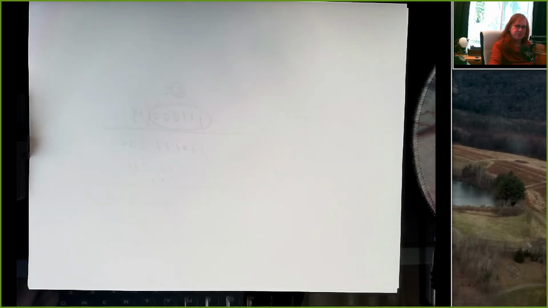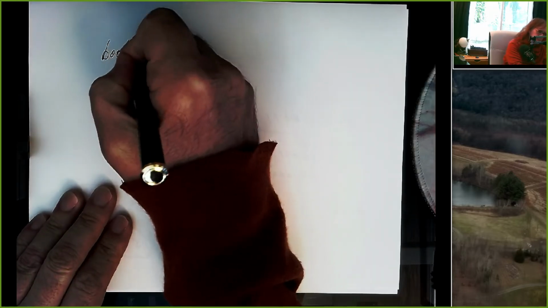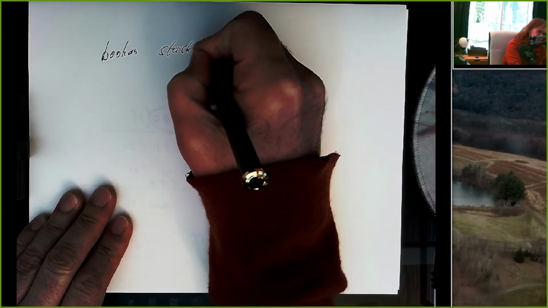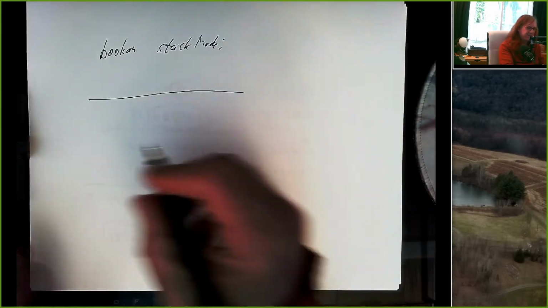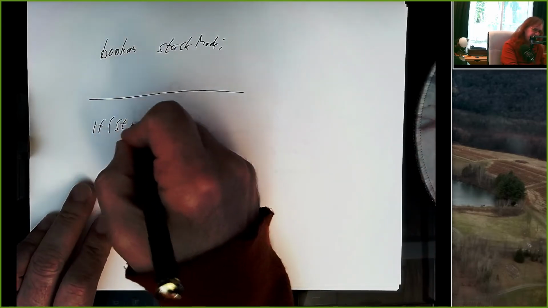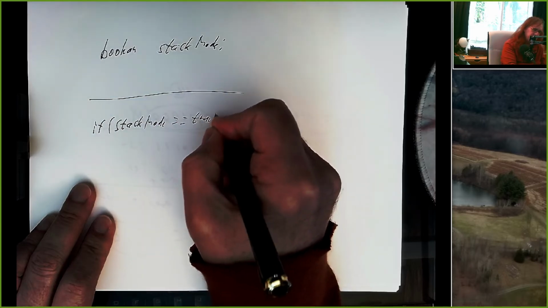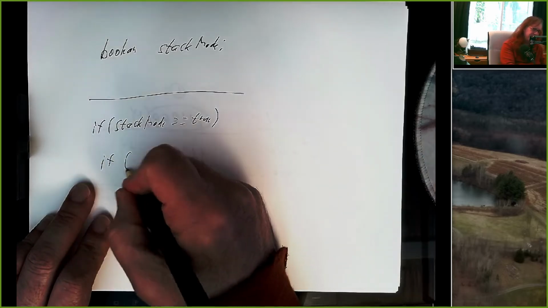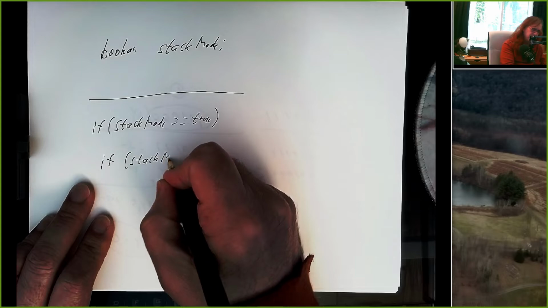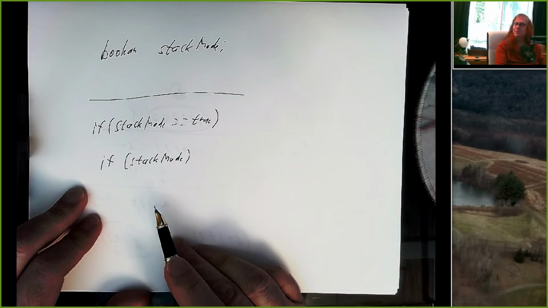One is that booleans are a bona fide type. So if I say something like boolean stack mode, and I want to know somewhere in my code, am I in stack mode? Well, I can do something like if stack mode equals true. But since stack mode itself is a boolean, I could also just say if stack mode. And this will have the same truth value as that.